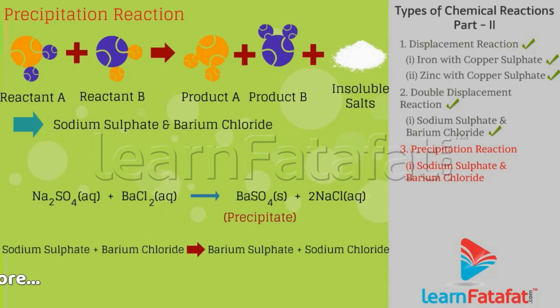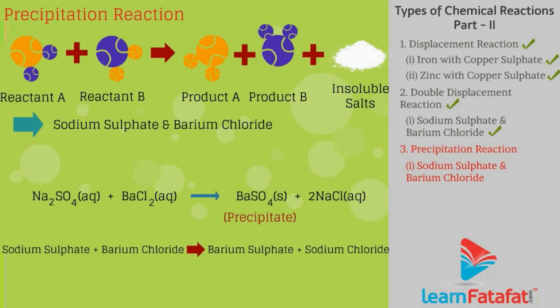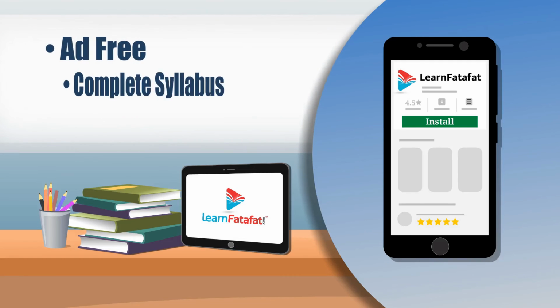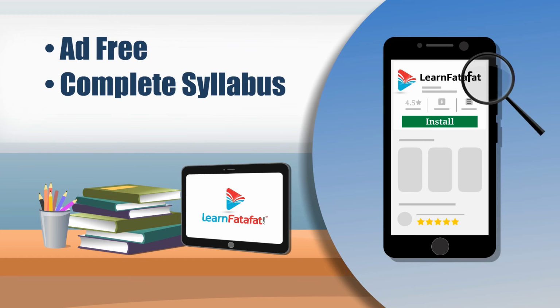Reaction representation. Na2SO4 plus BaCl2 gives BaSO4 plus 2NaCl.